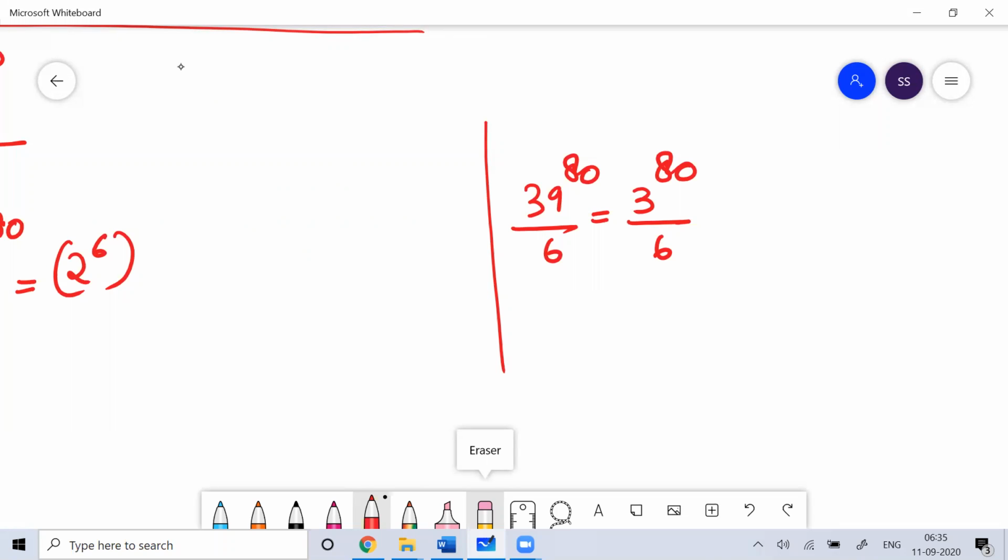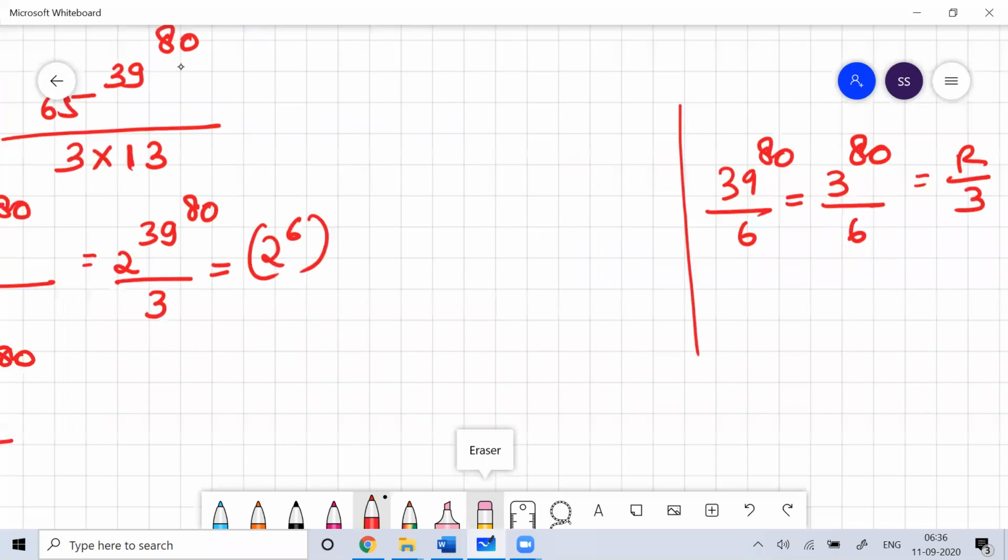So here 3 to the power 1 gives remainder 3. 3 to the power 2 is 9, divided by 6 gives remainder 3. 3 to the power 3 is 27, divided by 6 gives remainder 3. Then 3 to the power 4 is 81, again remainder 3. So 3 to the power anything, if you divide by 6, you will get a remainder of 3 only.